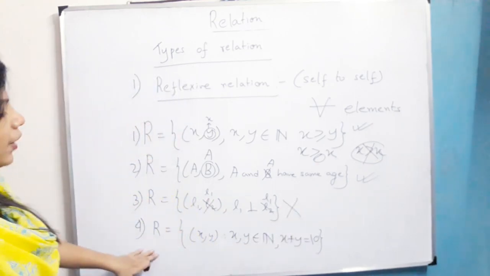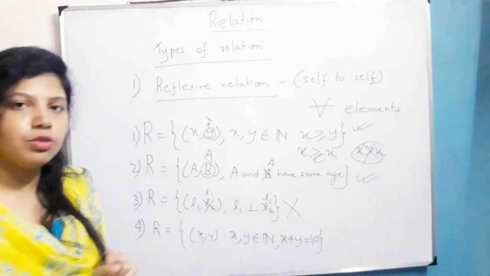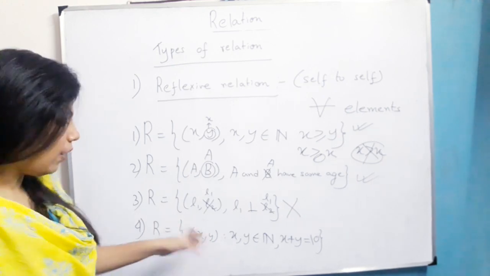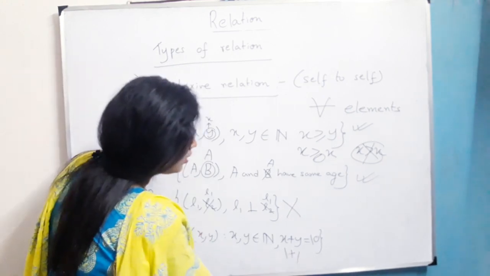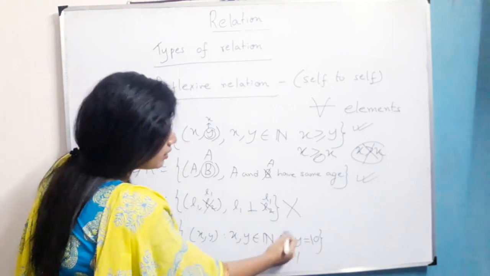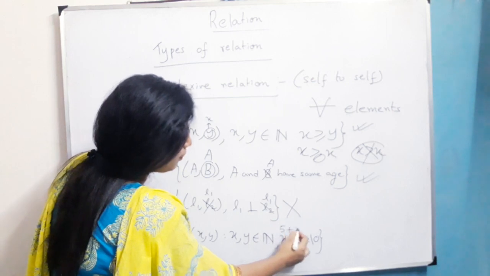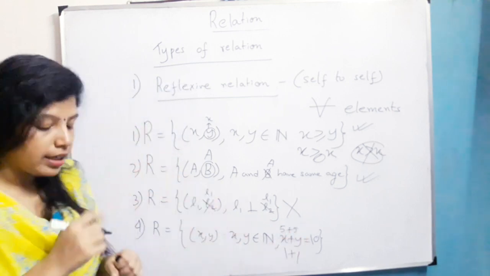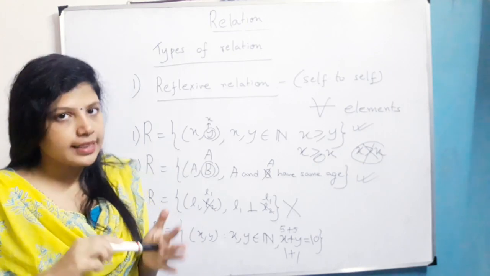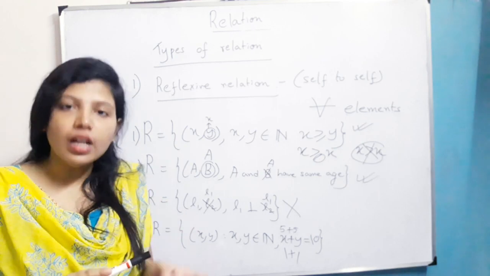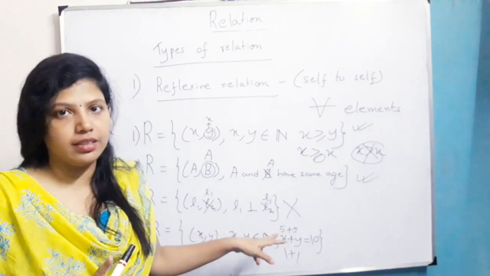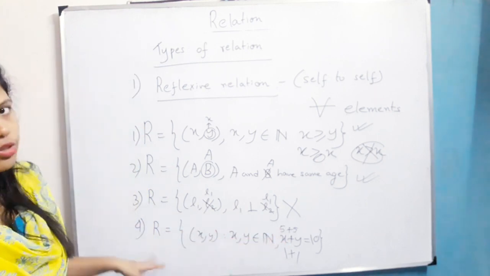Number 4, X plus Y equals to 10. Take any natural number, suppose 1. Then it should be 1 plus 1, but 1 plus 1 is not 10. If we observe properly, this holds for 5 plus 5, but I already told you reflexive means it should be true for all the elements. Here we can observe that it is true for just one element. So this one is also not reflexive.